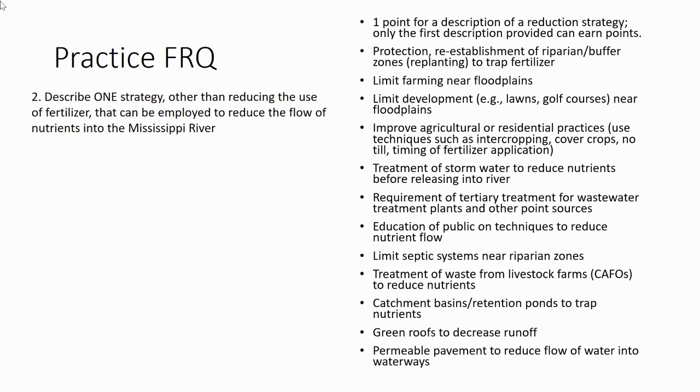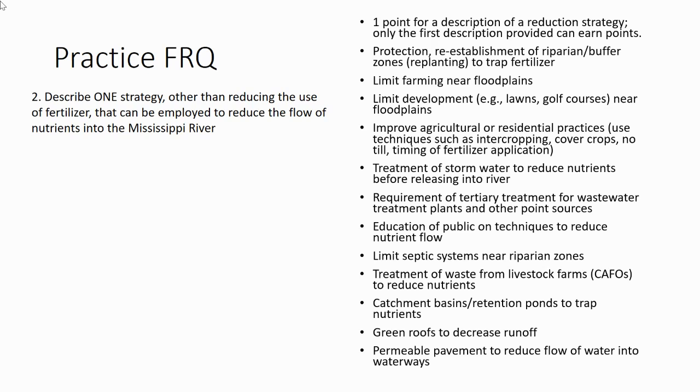You can maybe limit farming near floodplains. Limit development right near floodplains. Improve the agricultural or residential practices, maybe use more sustainable practices such as no-till farming. Maybe we need to treat the actual stormwater in order to try and reduce nutrients. I know we haven't talked about this just yet, but the requirement of tertiary treatment in wastewater can actually help to eliminate things like nitrogen and phosphorus.